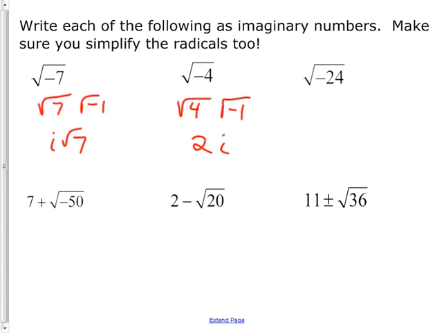You should be getting to where it's quicker and easier for you every time. Root 6, root 4, and then root negative 1. So some of those actually simplify a little bit. Turn your answer and show me if you've got this one. Zoom in on it nice and tight so I can see it.